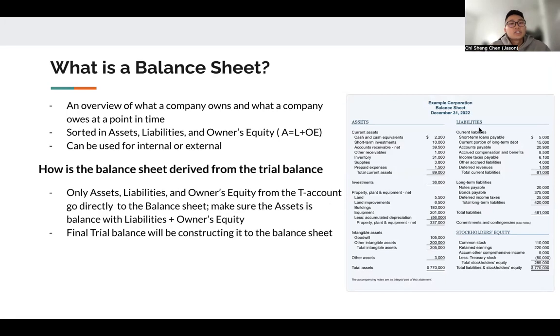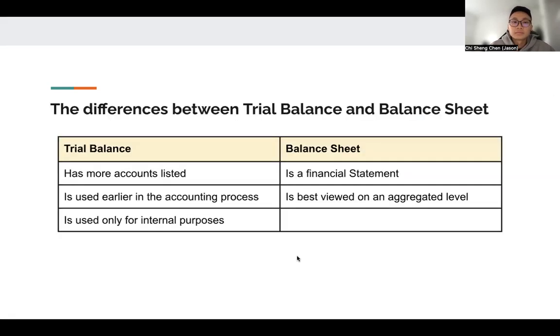And how is the balance sheet derived from the trial balance? Only assets, liabilities, and owner's equities from the T accounts go directly to the balance sheet. Nothing else should be included. And as I mentioned, the assets must be balanced with the liabilities plus the equities. And also it's the final trial balance that will be constructed into the balance sheet.